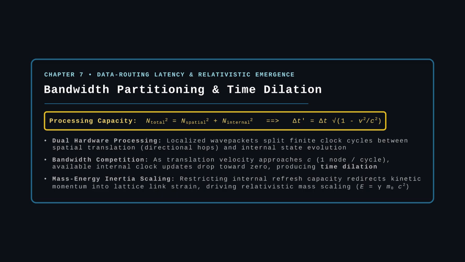When a localized wave packet accelerates through the grid, its constituent pathways process directional spatial hops and internal phase updates simultaneously. As directional hops approach the maximum bandwidth of one node per one clock cycle, available processing cycles for internal updates decrease, providing an intuitive mechanical analog for relativistic time dilation and mass energy scaling.